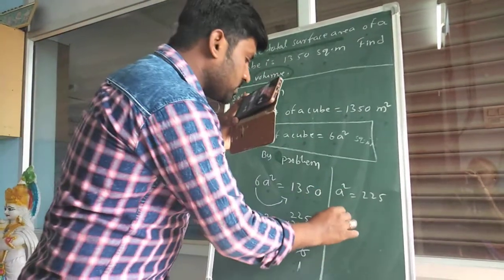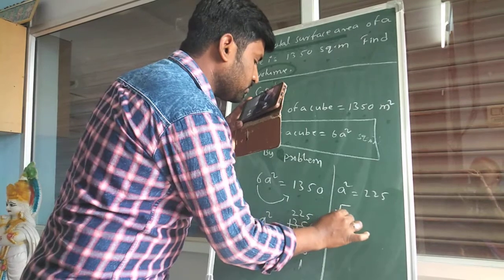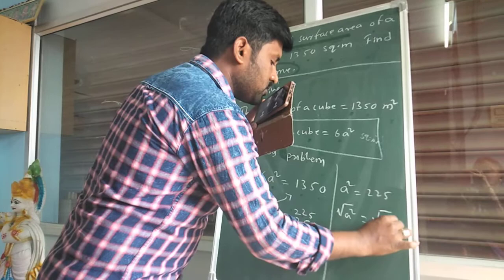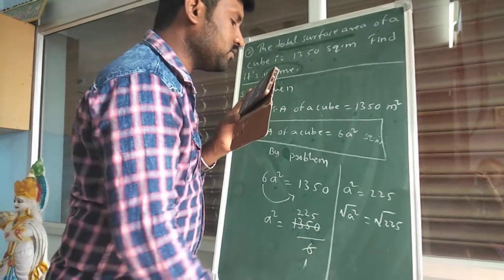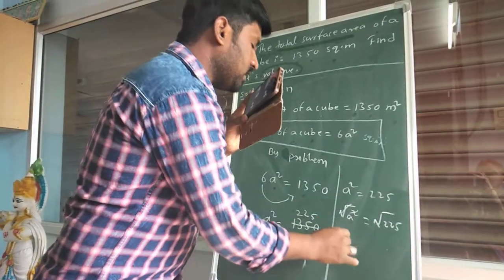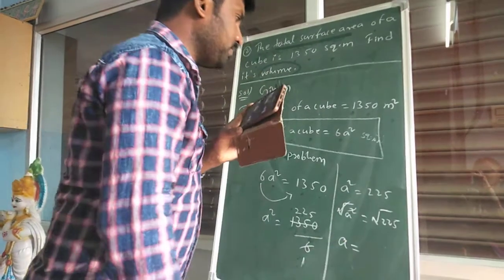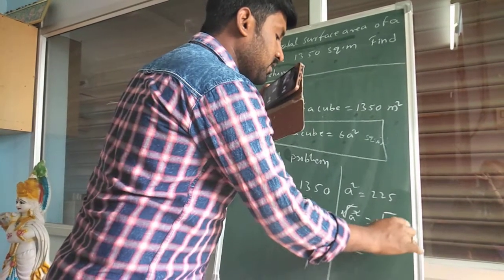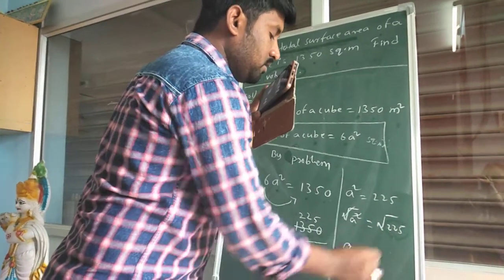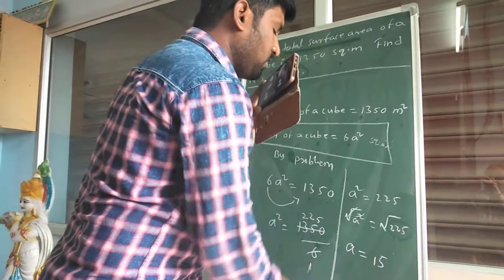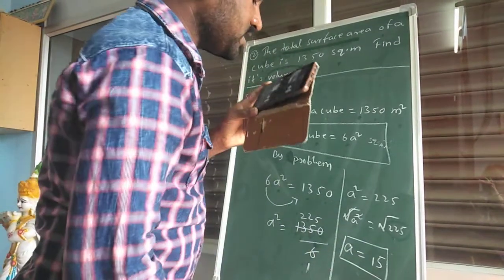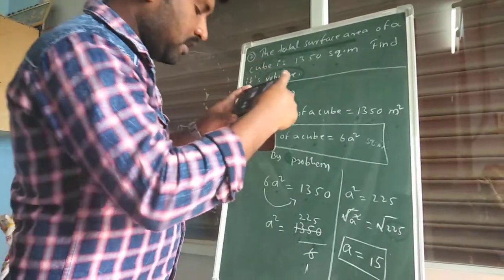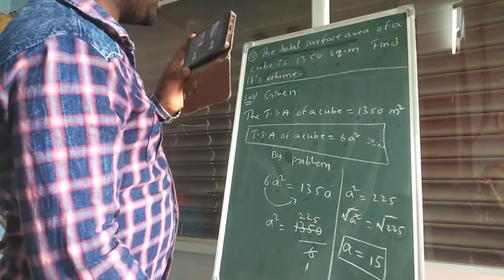So on both sides I am applying square root. LHS side, RHS side, square root applied. Then the square root cancels. Then a is equal to root 225. 225 is a perfect square number. So we will get 15. 15 square means that is 225. So now we know the side of a cube.